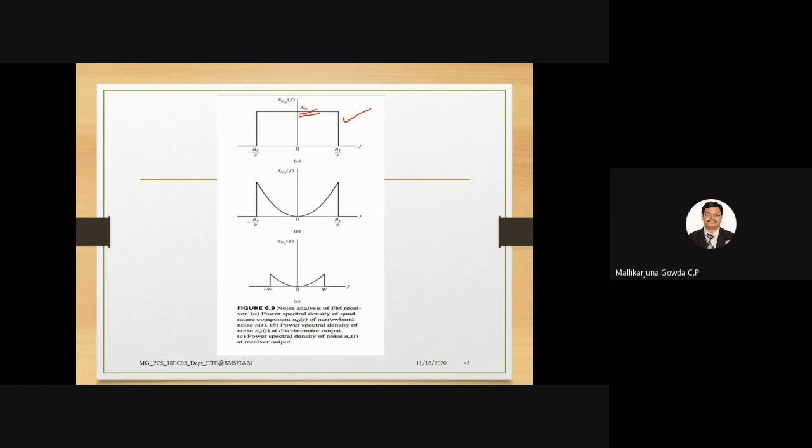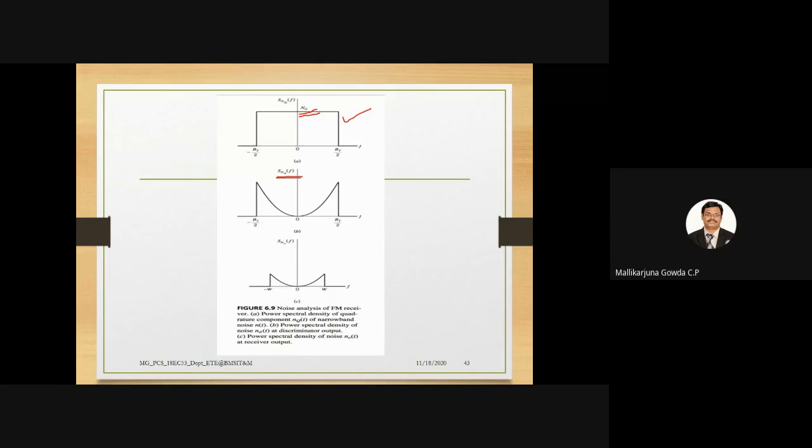And see, this S_N(f) is the power spectral density of the noise at the discriminator, right? So the diagram shows the power spectral density of the noise n_d(t) at the discriminator output. As the frequency increases, it is increasing, right? So it will be like this.